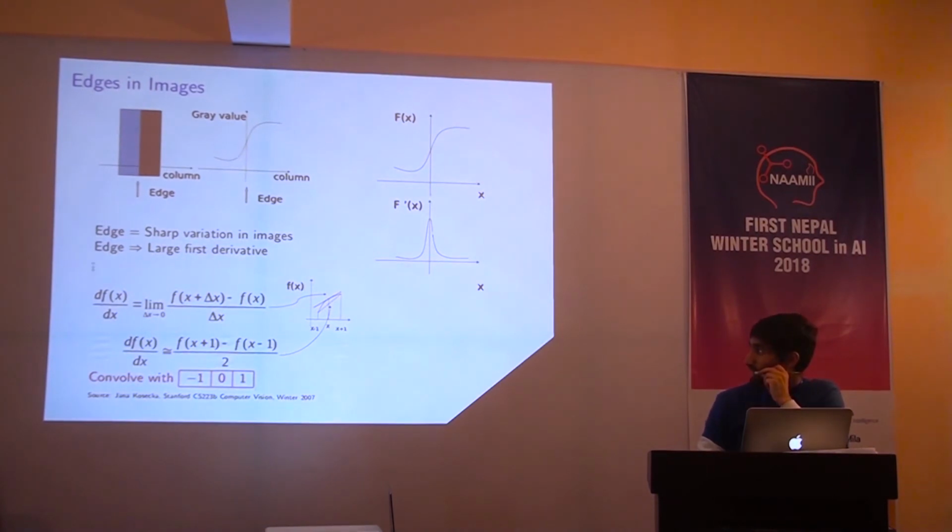And how do we do that? If you see the definition of derivative, at the limit we know that it's a small change in x, and we look at the corresponding change in the function value, and divide it by this small change. But we need this in a discrete form, and in discrete form, we can approximate it with this convolutional kernel. So this is in 1D.